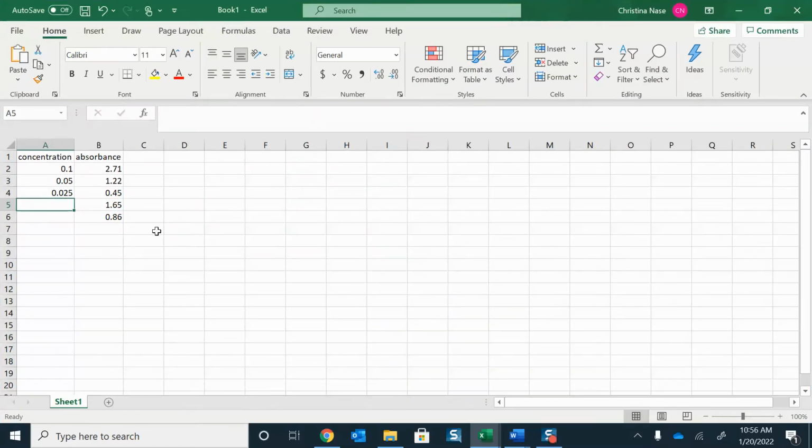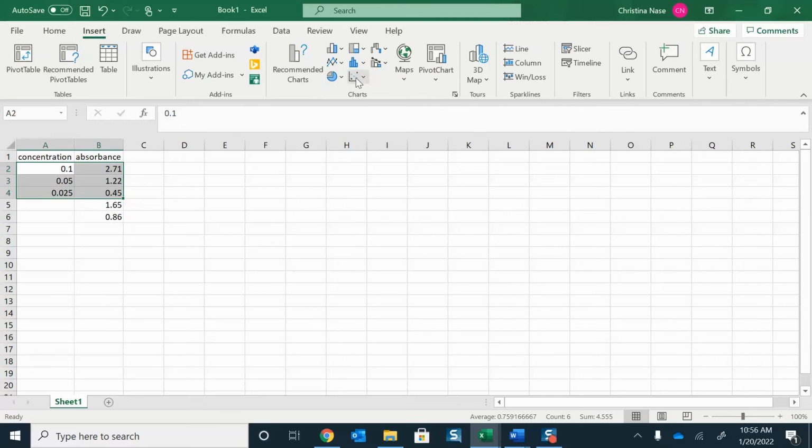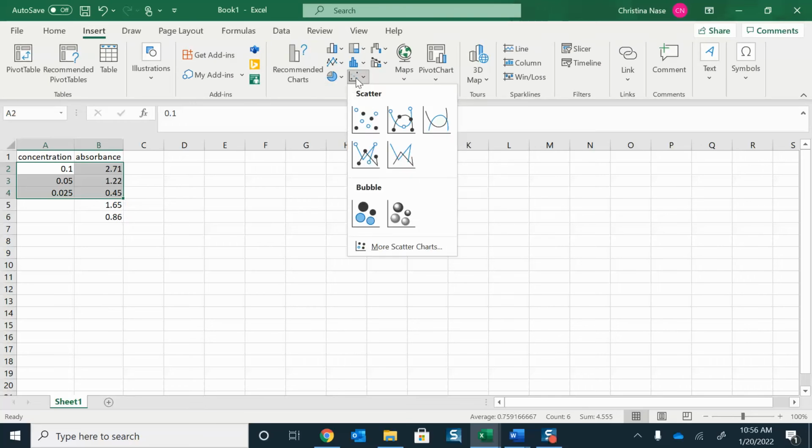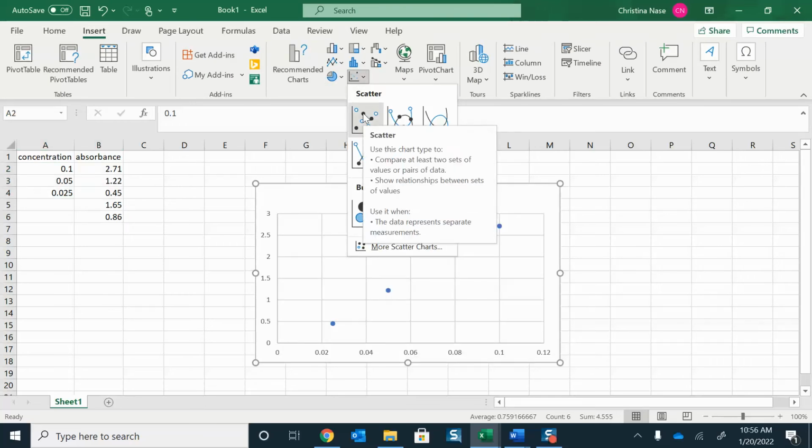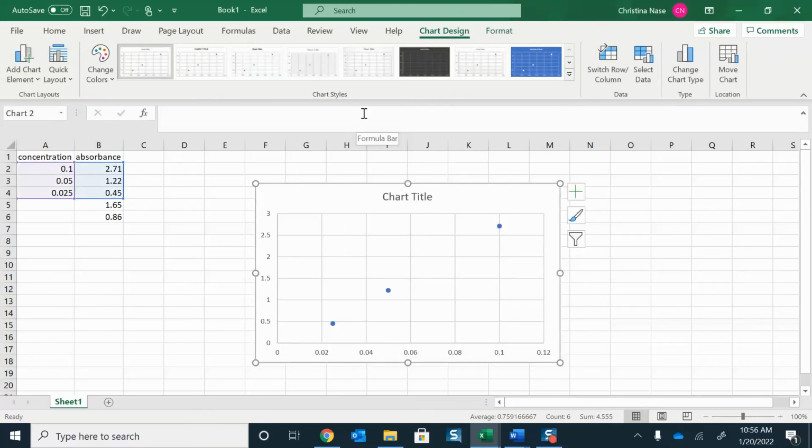Okay, so after I have those typed in, I am going to highlight these two rows, and I'm going to go up to Insert, find this little scatter plot, click on the one with all the dots, boom. And then I want to check and make sure that it plotted the right things on the right axes. I want to have the absorbance over here, and I want the concentration down there.